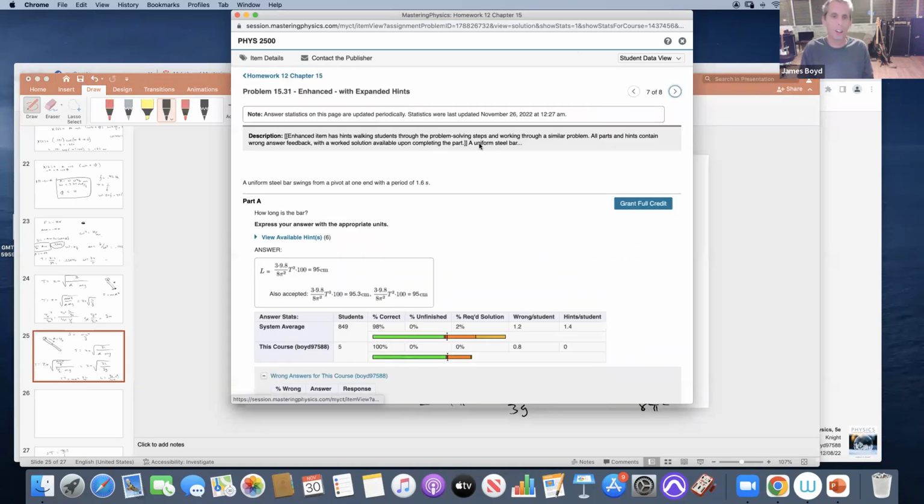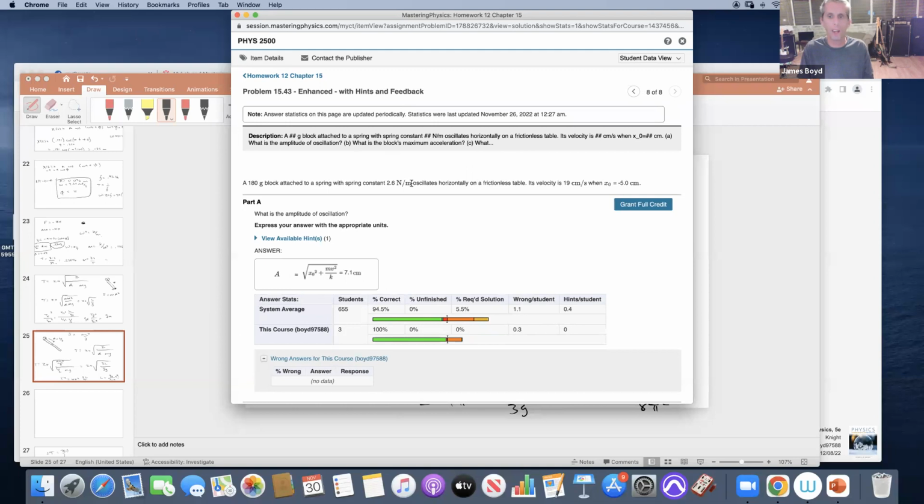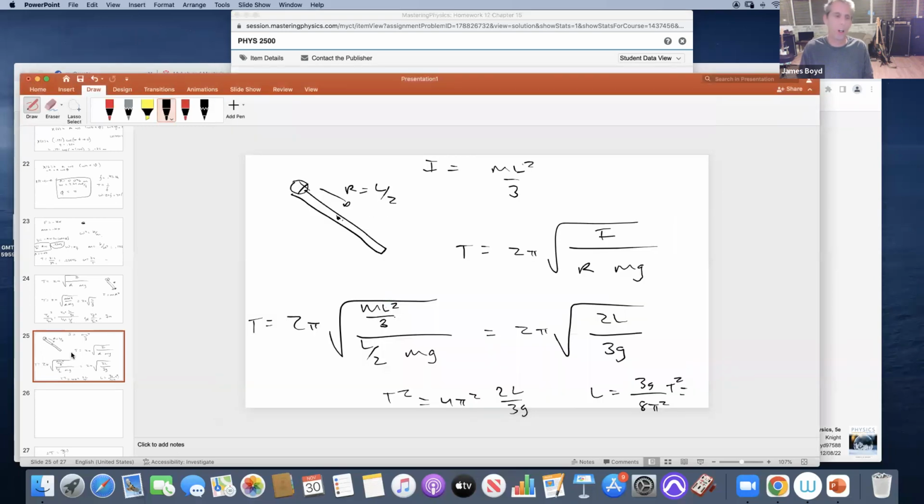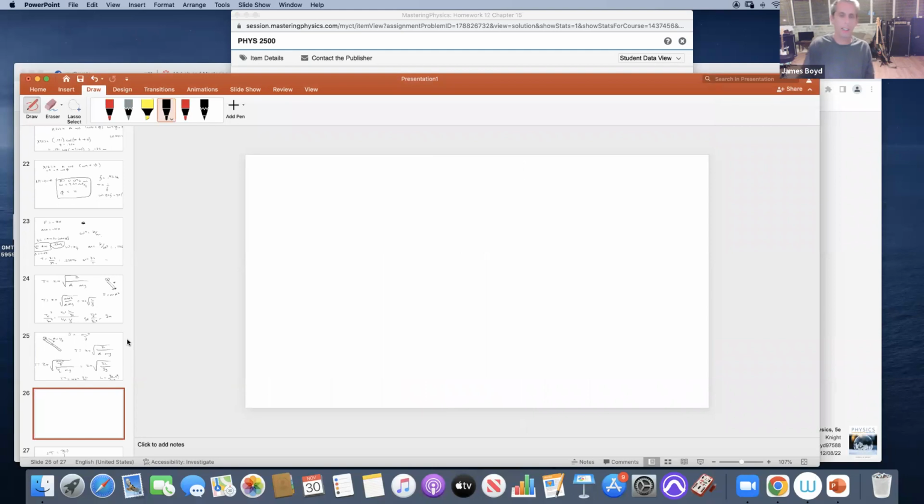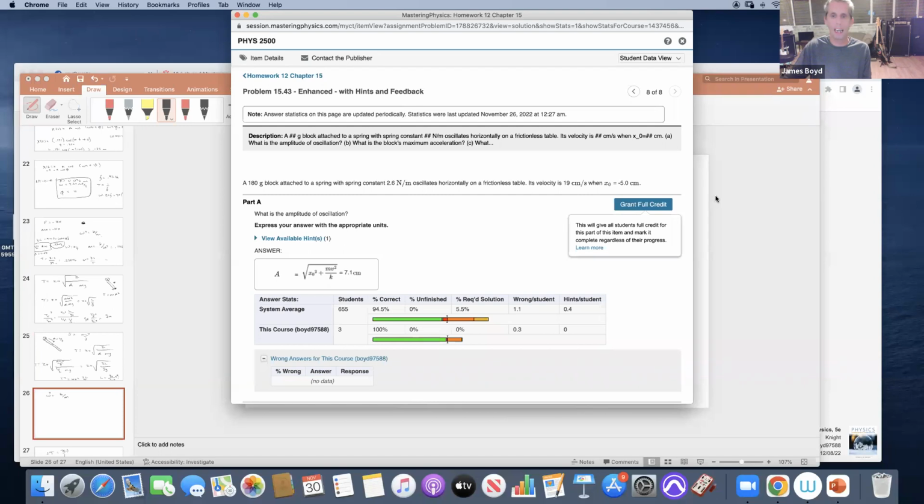All right, and our final one is we have an oscillating block. We want to find the amplitude if we know the spring constant, we know the mass, and we know its velocity and its position. So let's talk about this first of all. We know that omega squared is k over m. We want to find A.